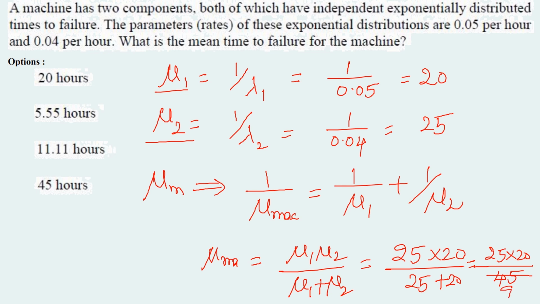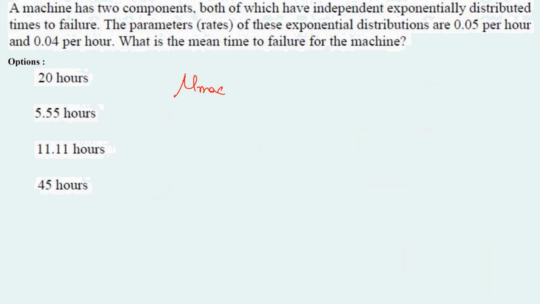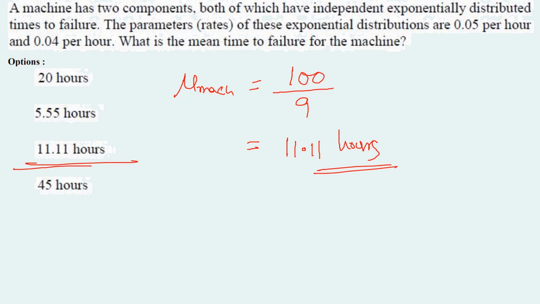5 9s are 45, 5 5s are 25. Mu machine equals 100 by 9, which yields 11.11 hours. So the correct answer is option C, 11.11 hours, which is the mean time to failure for the machine.